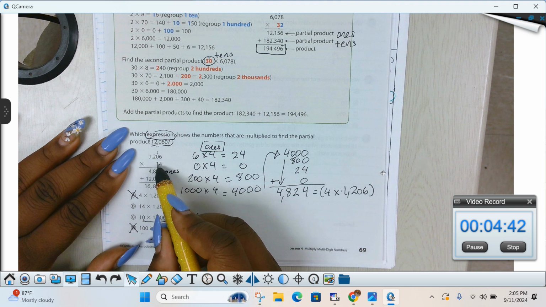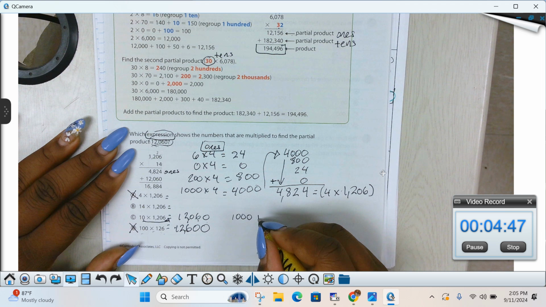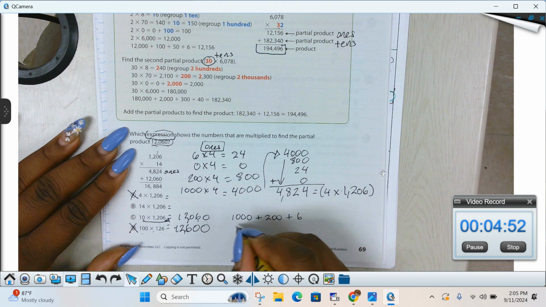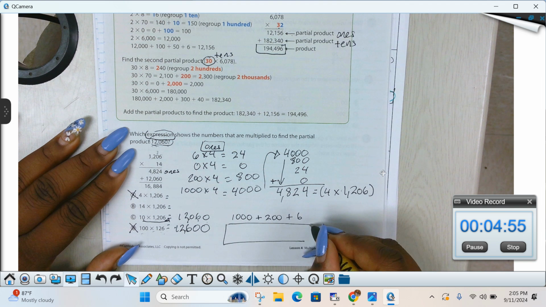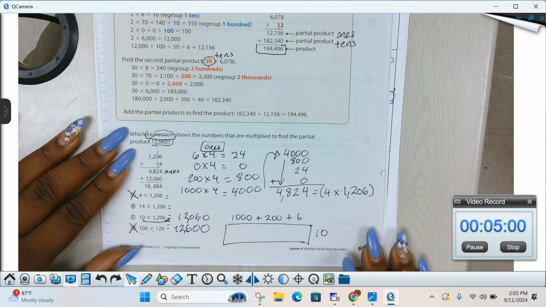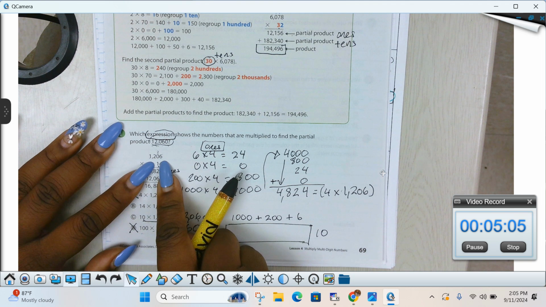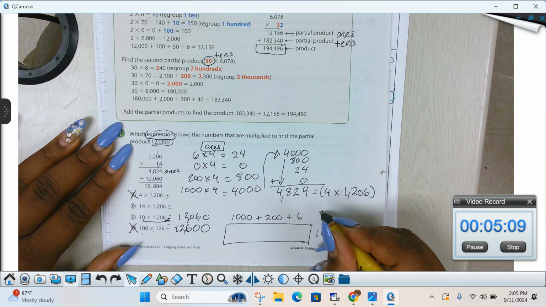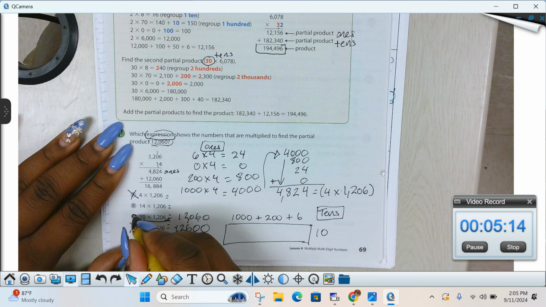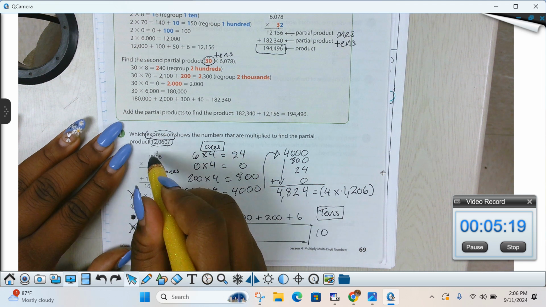Now it's time for us to do the next one. We're going to do 1,000 plus 200 plus 6. And what's our number in the tens place? 1. So this is going to be times 10, because we already solved for the 4. Now we're just going to solve for the 10. So now we're doing the 10s over here. We already have an answer. I'm going to tell you right now, C is an answer. But I'm just going to make sure I eliminate it, because this whole thing right here is my problem.